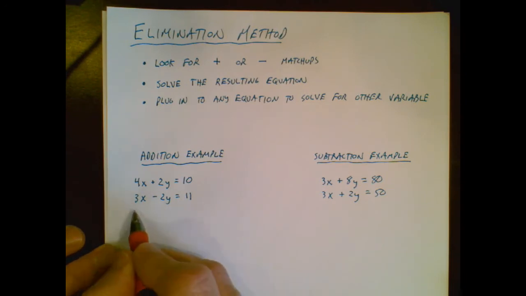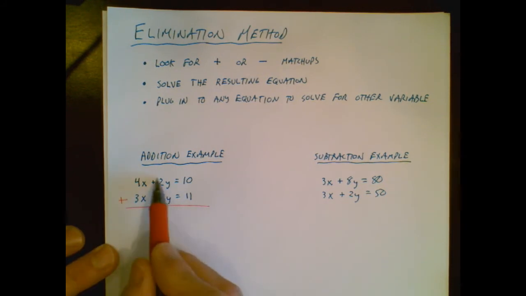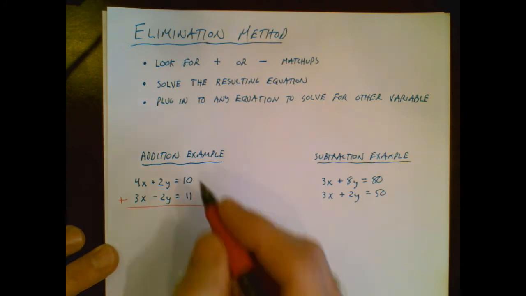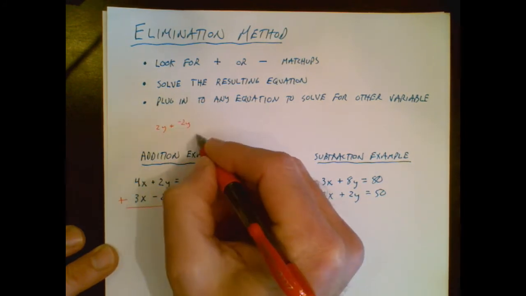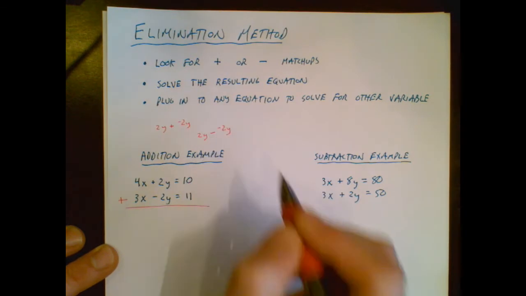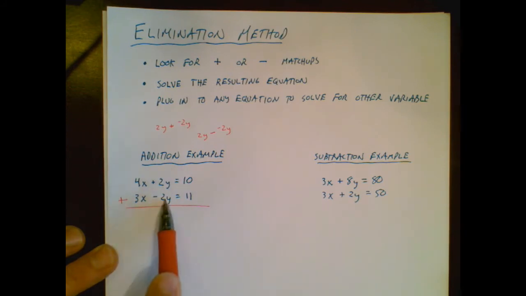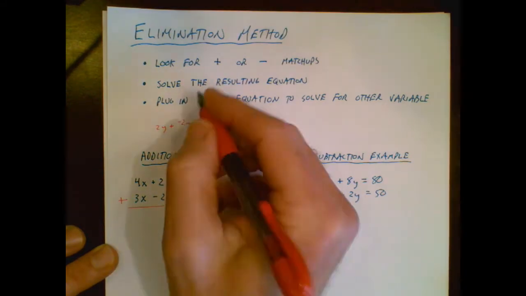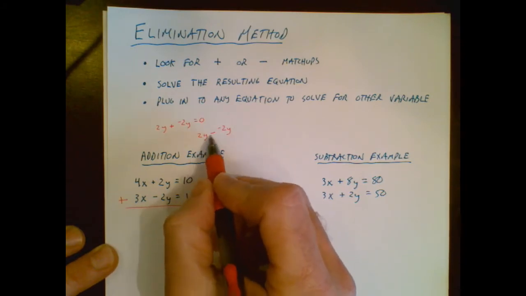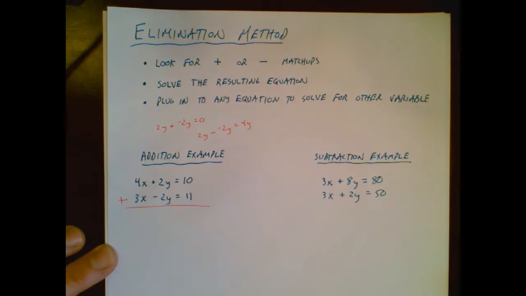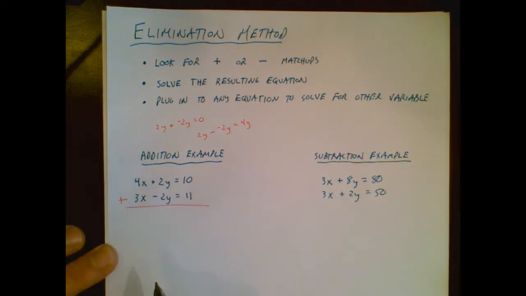So once I've found a matchup, I ask myself, would I have to add or subtract to make that y term go away? So really what I'm thinking in my head is 2y plus negative 2y or 2y minus negative 2y. One of those two is going to do a good thing for me. If I take this one and add to it this one, 2y plus negative 2y equals 0. That's something I like. 2y minus a minus 2y is like 2y plus 2y. That gives you a 4y. You'll see why I don't like that in this situation. So when the signs are different, I'm going to choose addition.